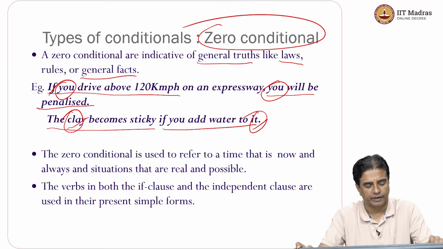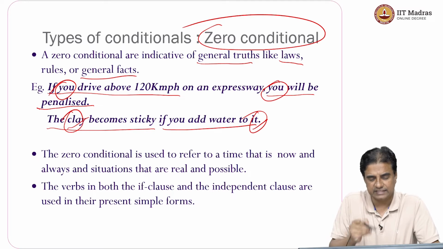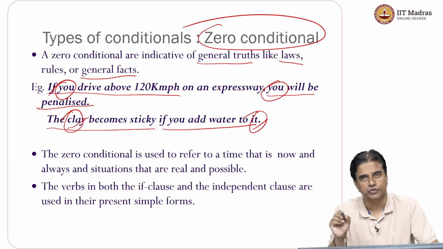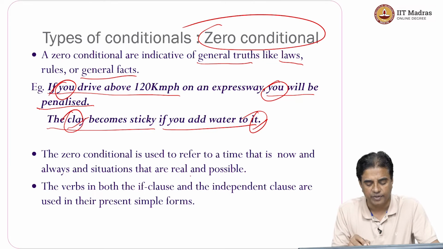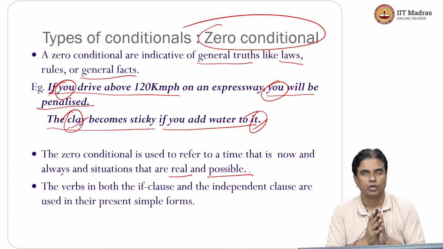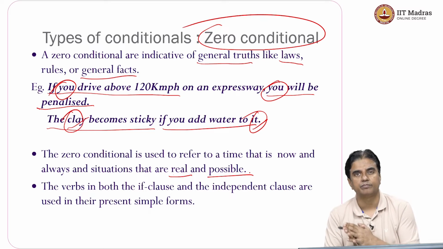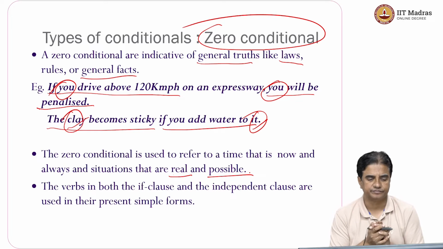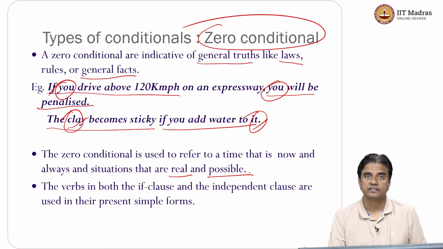Something more about it. The zero conditional is used to refer to time that is now and always the situation that is a real possibility. So, it gives you a sense of present tense and it's going to refer to a real possibility, that is real and possible. Adding water to clay and it becoming sticky is sort of a fact. Driving fast and getting penalized, these are facts.